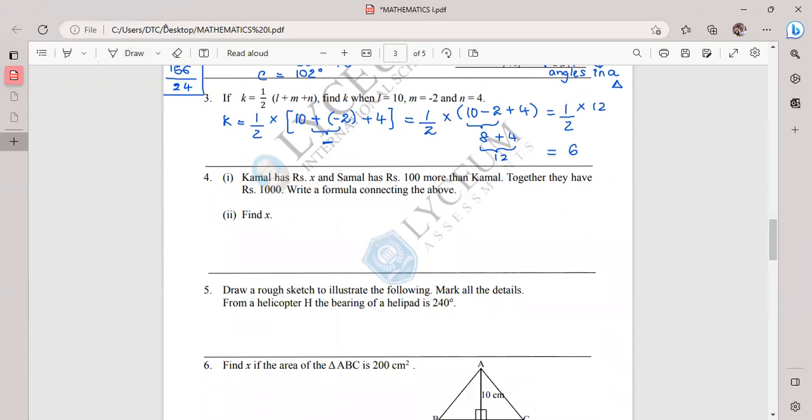Kamal has X rupees and Samal has 100 rupees more than Kamal. Together, they have 1,000 rupees. Write a formula connecting the above.